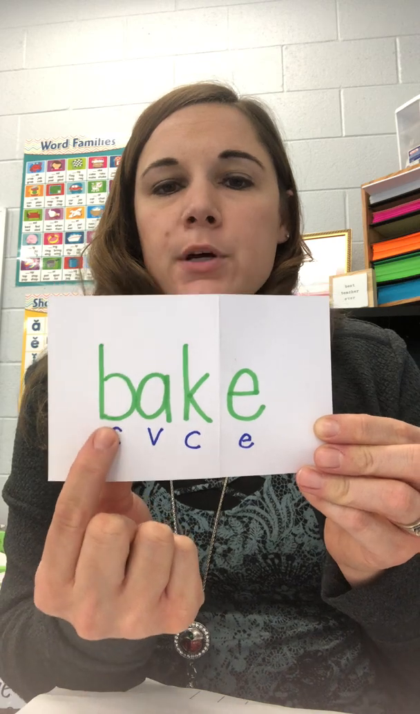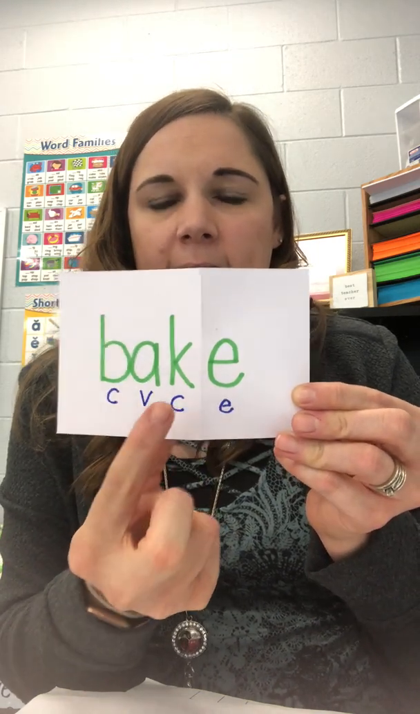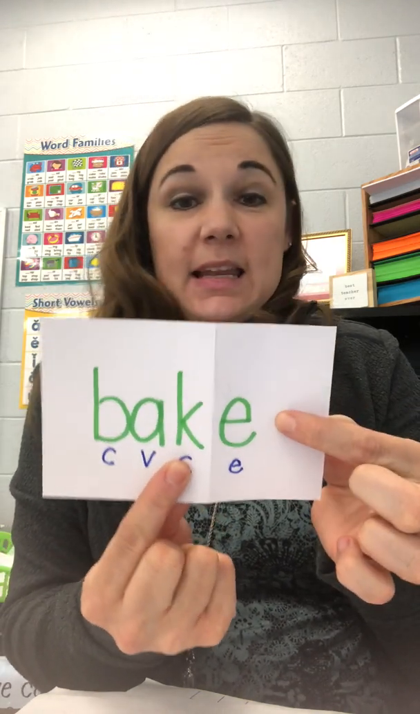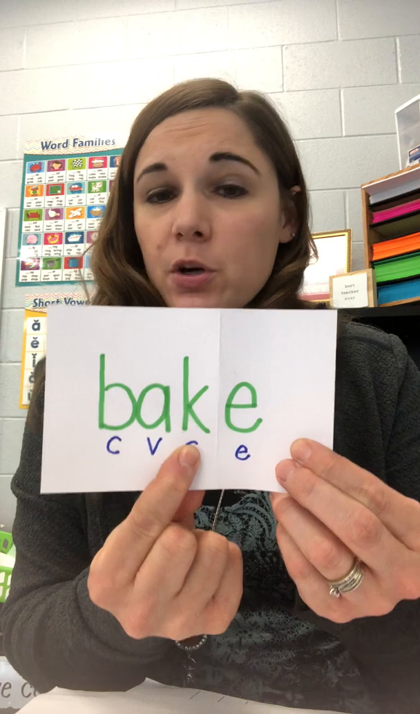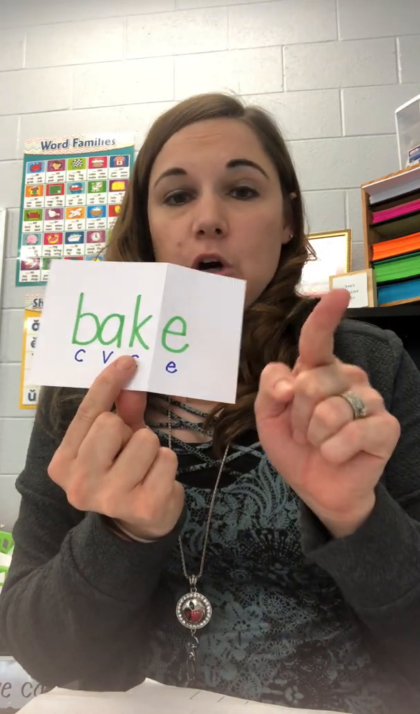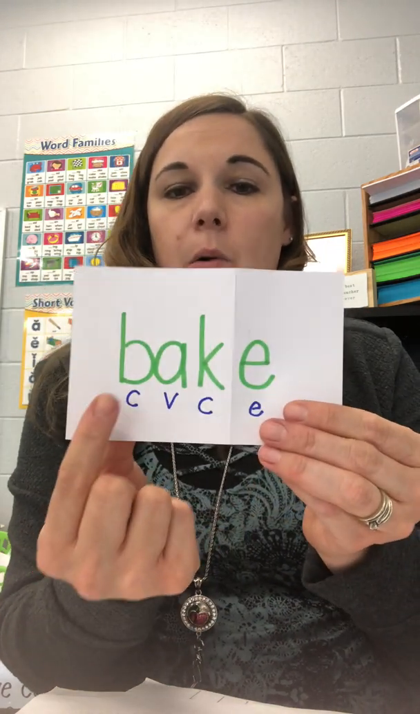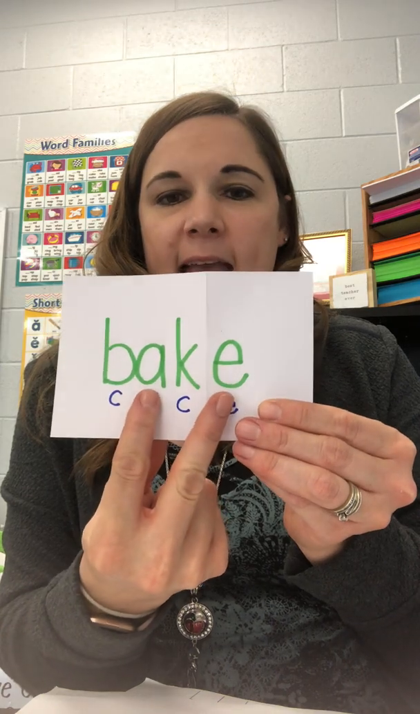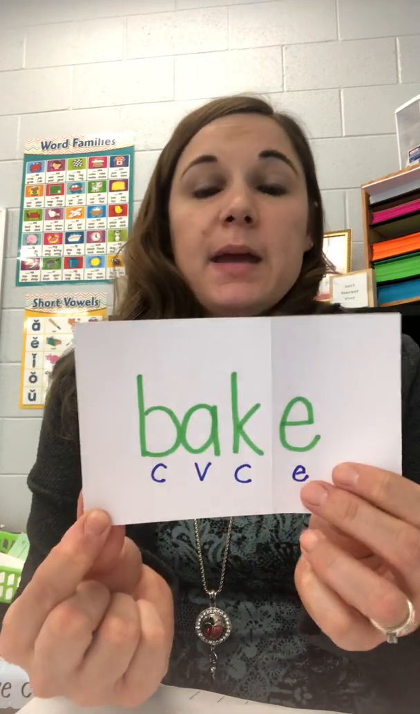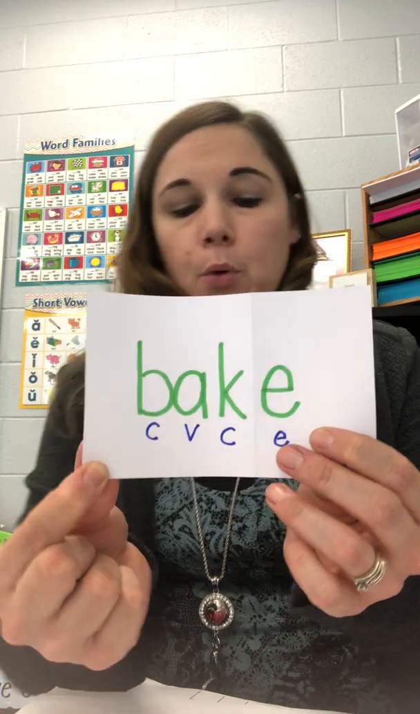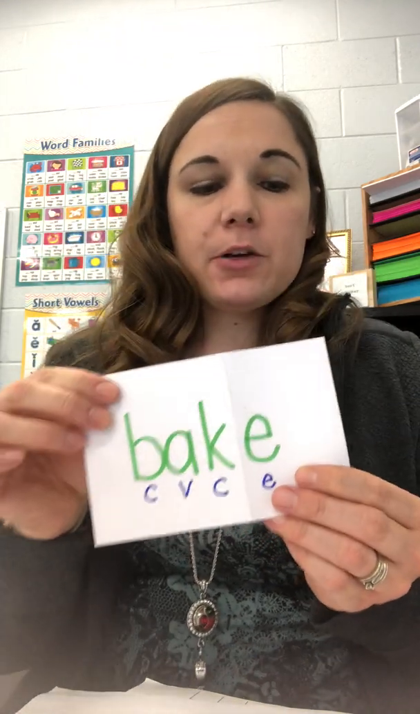Watch. B, A, K. And then that E, it doesn't say anything. It's silent. Okay? So it has a very important job, but it doesn't talk. Okay? So B, A, K. Bake. Like I'm going to bake some brownies. Okay? So that is how our pattern matches out.